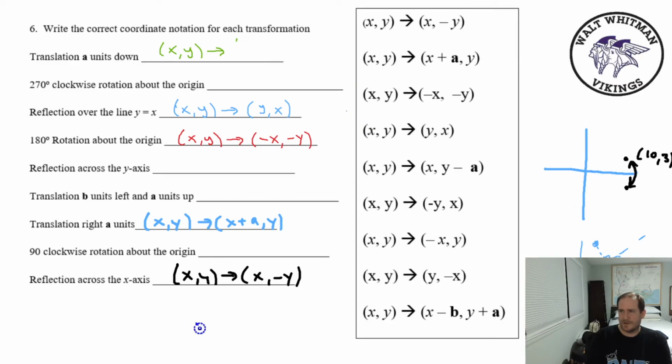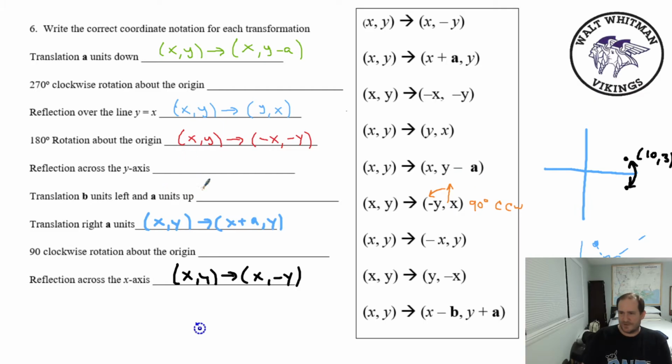We're going down. So leave x alone. Subtract a from y. Alright, four more. This one here, we see that the coordinates have flipped, so that's making me think 90-degree rotation. Now they changed the sign of y, so which way are we rotating? Well, again, you've got that trick. Start by pointing up and then rotate toward the negative sign. We can see that's counterclockwise.